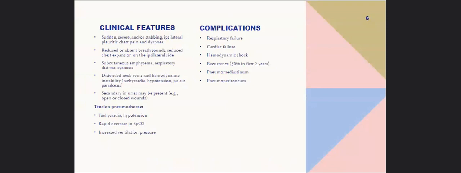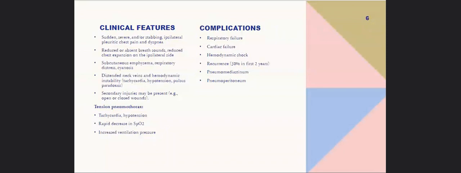The clinical features include sudden, severe, or stabbing ipsilateral pleuritic chest pain and dyspnea, reduced or absent breath sounds, reduced chest expansion on the ipsilateral side. There could be some subcutaneous emphysema, respiratory distress, and cyanosis. You could have distended neck veins and hemodynamic instability, for example, tachycardia, hypotension, pulsus paradoxus. There can be some secondary injuries also present, for example, open or closed wounds.